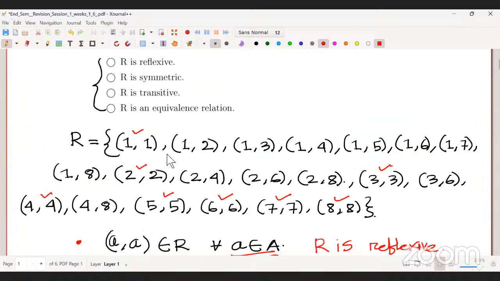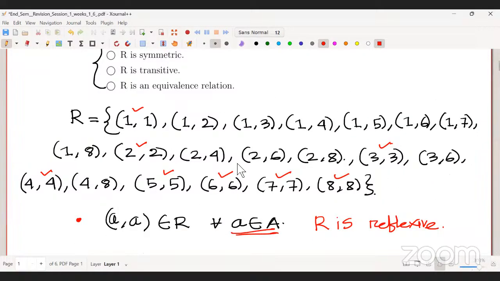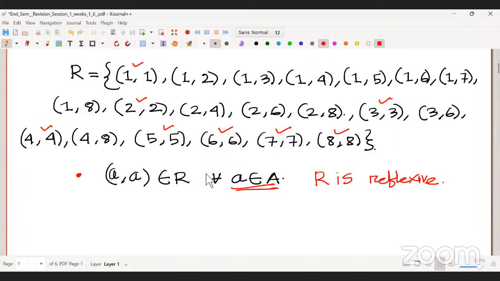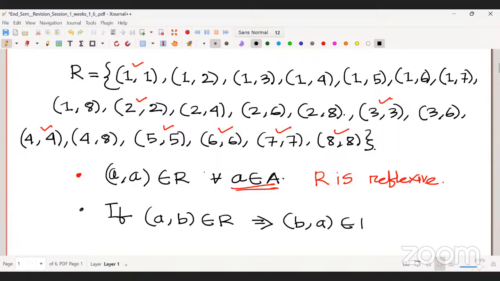What about symmetry? Whether this relation is symmetric? What is the definition of a symmetric relation? If a comma b is there, then b comma a also should be there. If a comma b is in R, this should imply that b comma a is also in R. That is the symmetry condition. So can I say whether this relation is symmetric? It cannot be symmetric.